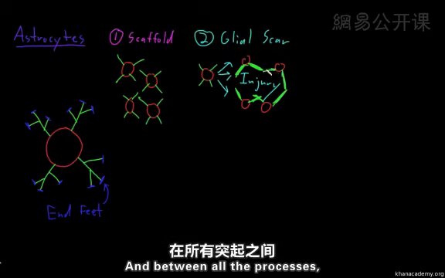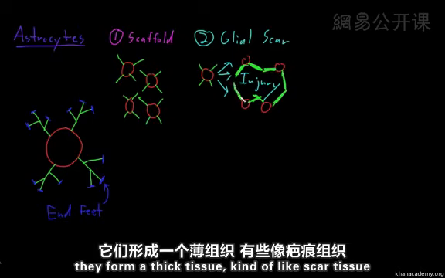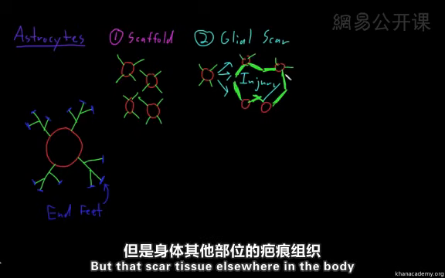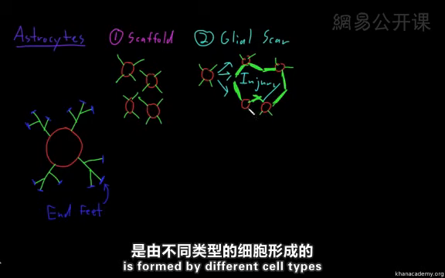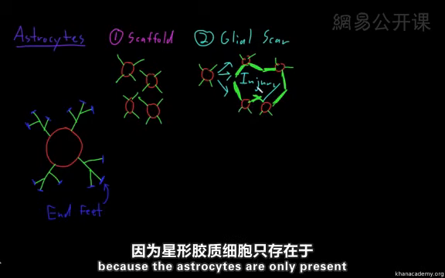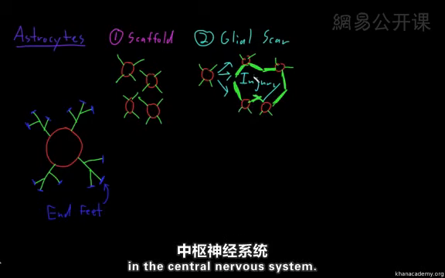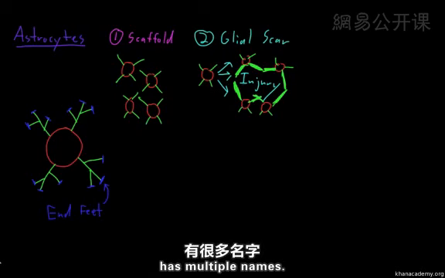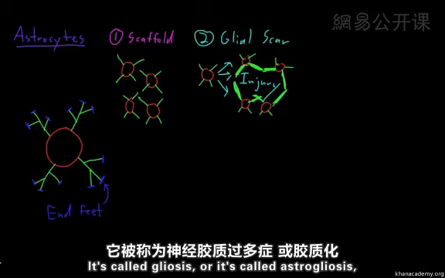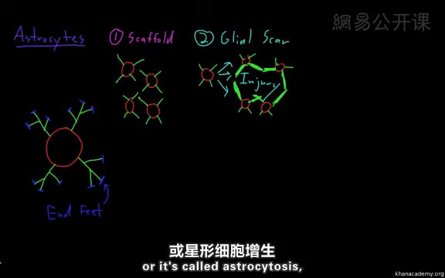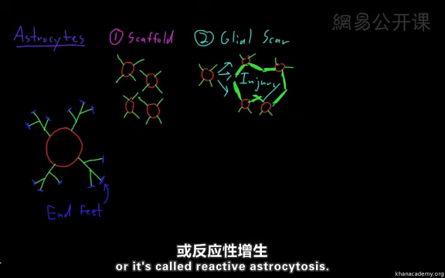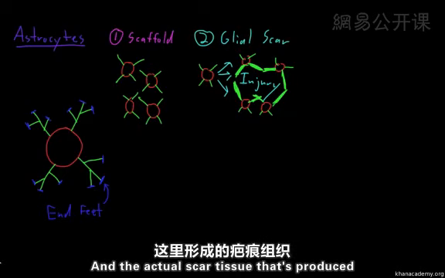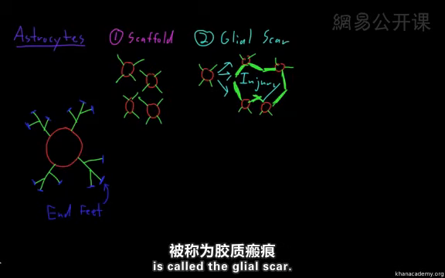And between all the processes, they form a thick tissue, kind of like scar tissue that we see elsewhere in the body. But that scar tissue elsewhere in the body is formed by different cell types because the astrocytes are only present in the central nervous system. So this whole process of astrocytes reacting to injury has multiple names. It's called gliosis, or astrogliosis, or astrocytosis, or reactive astrocytosis. And the actual scar tissue that's produced is called the glial scar.